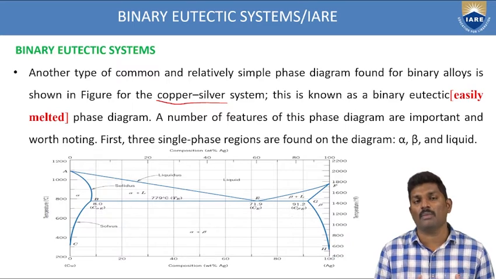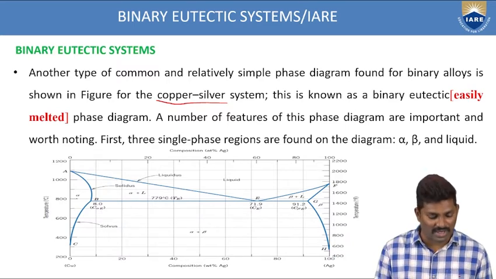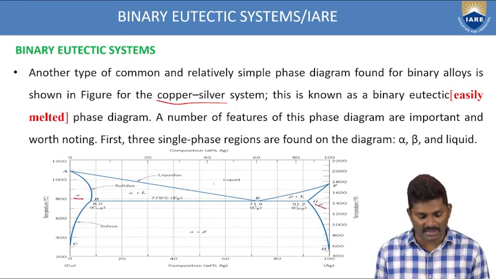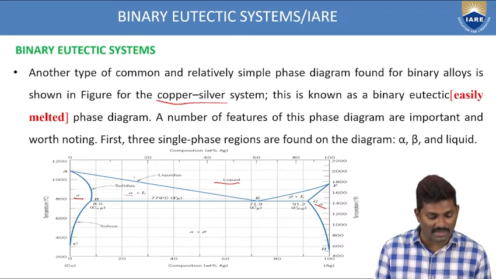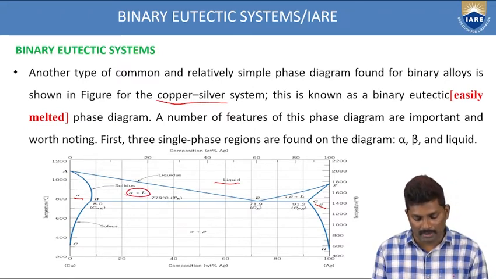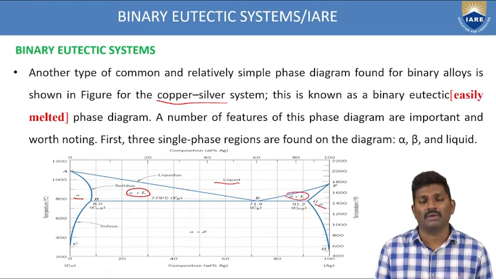You have to identify how many phases are there, how many single phases are there. So here you have alpha phase, beta phase and liquid phase. So 3 single phases you are having. The other phases you observe here, you have alpha plus L and beta plus L. So this means you have two-phase regions and 3 single phases. So step by step we will come.